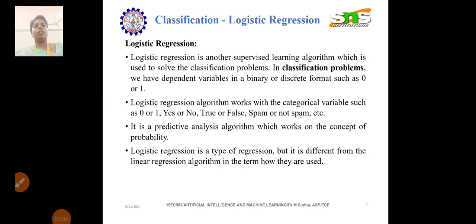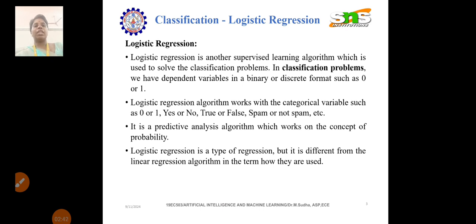And coming to classification, we are going to see in detail about logistic regression. Logistic regression is another supervised learning algorithm which is used to solve classification problems. In classification problems, we have a dependent variable in a binary or discrete format such as 0 or 1. We all know that binary values are shortly called bits, that is binary digit. So binary means we can have either 0 or 1.